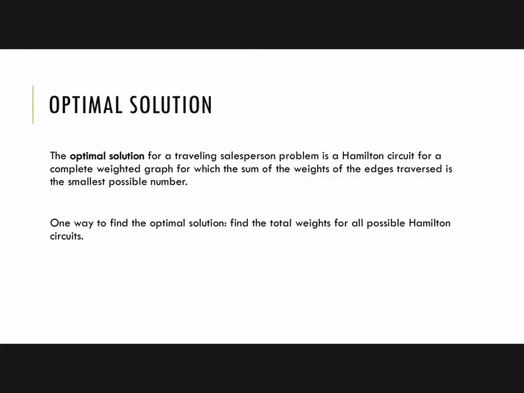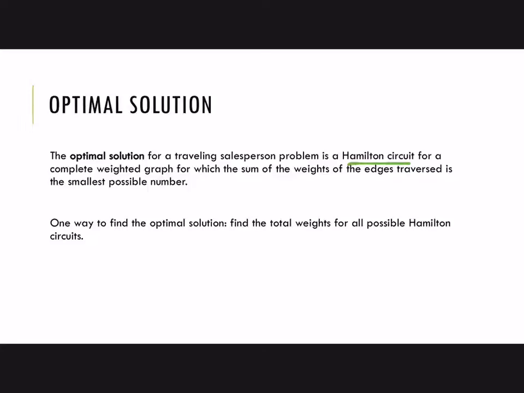Okay, so the optimal solution for a traveling salesperson problem is a Hamilton circuit for a complete weighted graph for which the sum of the weights of the edges traversed is the smallest possible number. Okay, so we're looking for a Hamilton circuit, meaning it begins and ends at the same vertex and hits all of the other vertices. And we want the sum of the weights to be the smallest possible number.